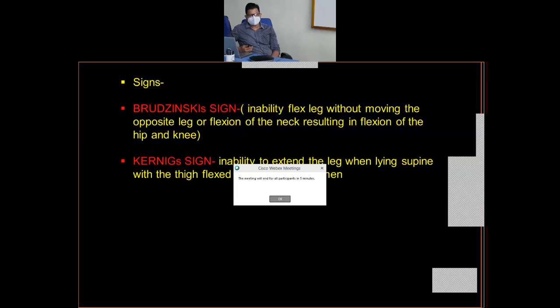And in Kernig sign, the patient will be in lying down position. There will be flexion in the hip joint. Then you try to extend the leg, and you won't be able to extend the leg. There will be pain, tenderness, and spasm. So that is Kernig sign.